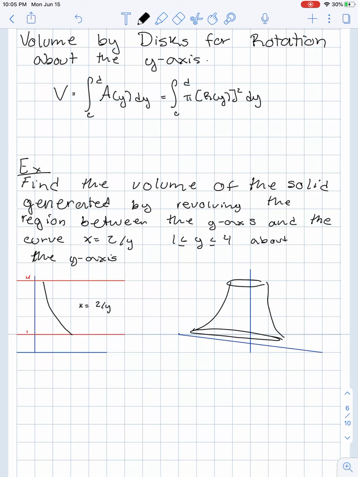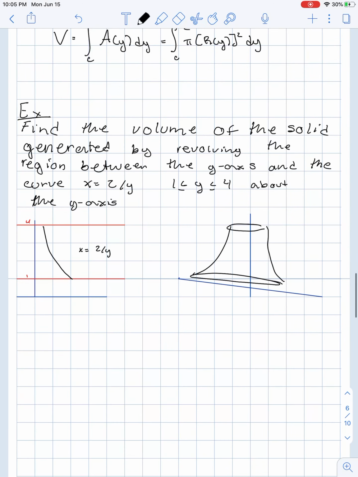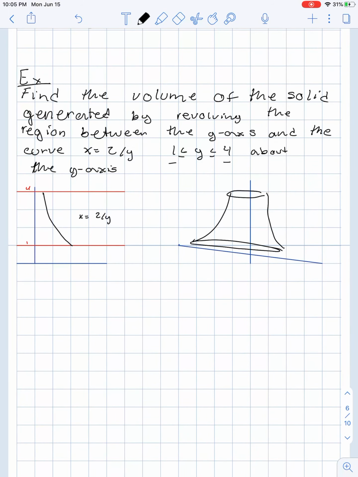All right, so I drew very poorly the curve, and then what it will look like if I rotate it. So kind of like a cool little volcano. All right, so my limits of integration are y values, not x values, and I'm actually already given them, 1 and 4. So that's pretty neat.